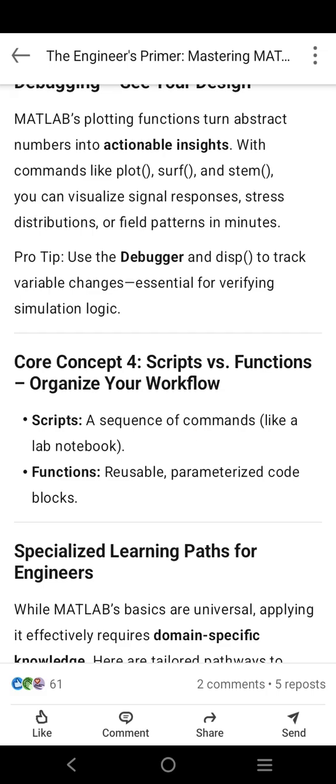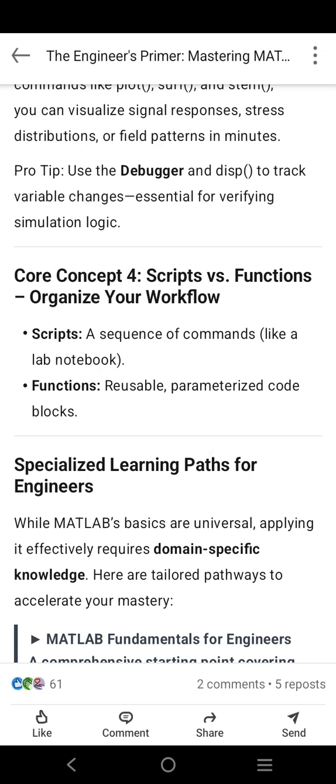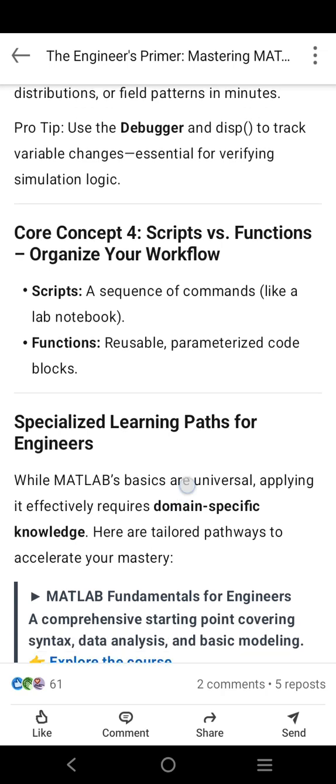Fourth concept: scripts versus functions. Organize your workflow. Scripts are a sequence of commands, like a lab notebook. Functions are reusable, parameterized code blocks.